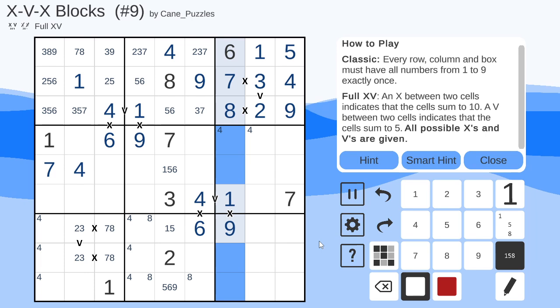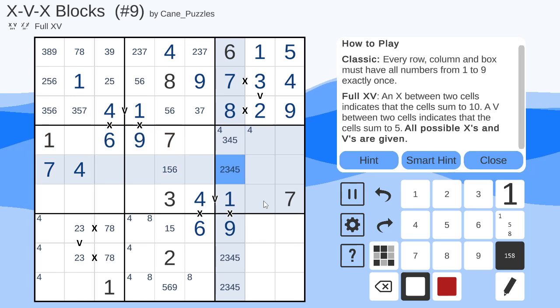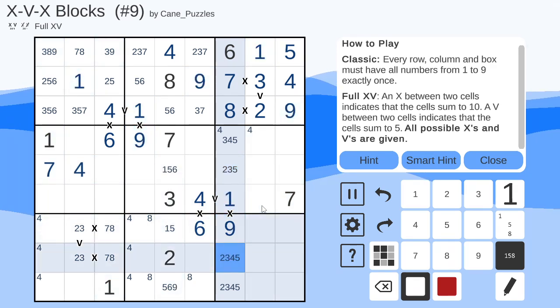There's 4 digits left here. 2, 3, 4, and 8. No, 5. 9, 8, 7, 6, 1. You can never be a 2. Cannot be a 4, just because of that and because of this. You're not a 2.